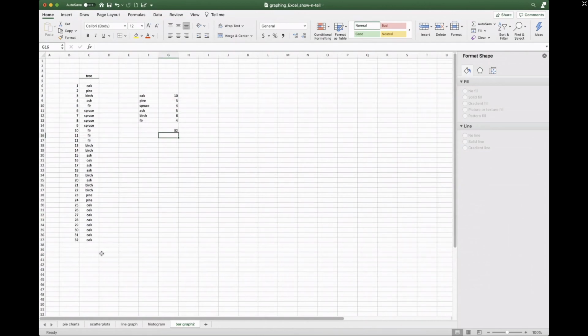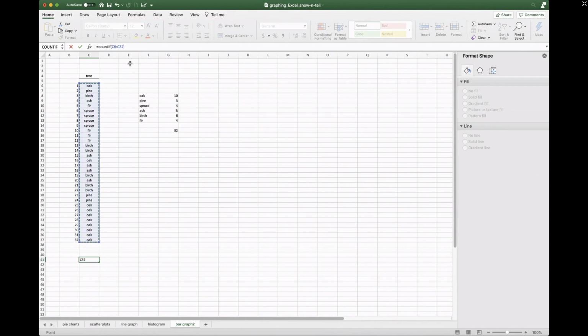So here's an alternative. There's a modification to that count. And so watch up here in the formula bar. An equal sign means a function. COUNTIF, bracket, I have to pick the range, okay, and then comma, and the criteria is what do I want? Oak.